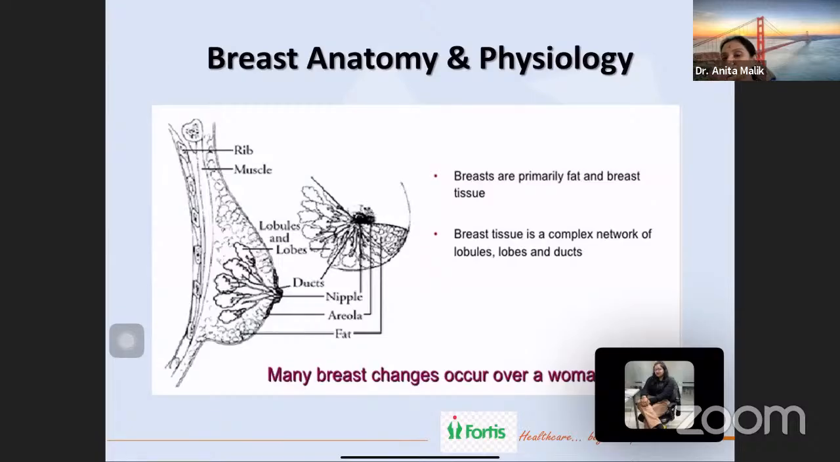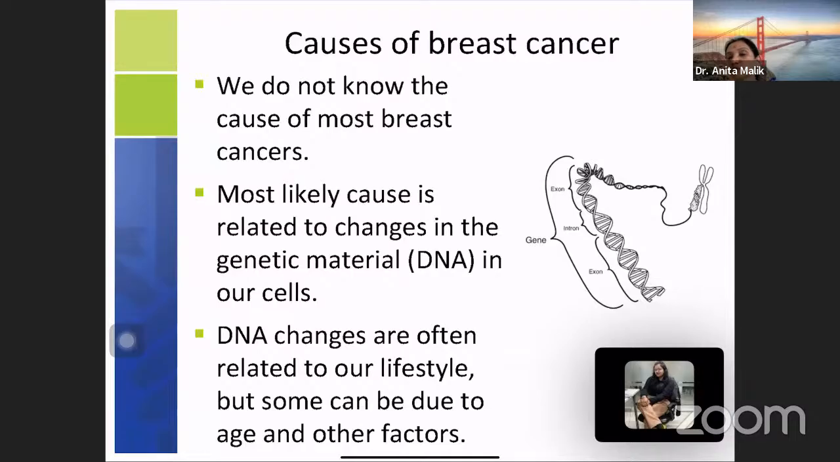Looking at the anatomy, there is connective tissue, there are ducts which secrete milk, and there are connecting ducts. Cancer can arise from any of these parts: the muscular part, the ducts, or the glands. The most common is IDC, invasive ductal carcinoma, but other pathologies also occur depending on the origin of the cells, from where they originated.